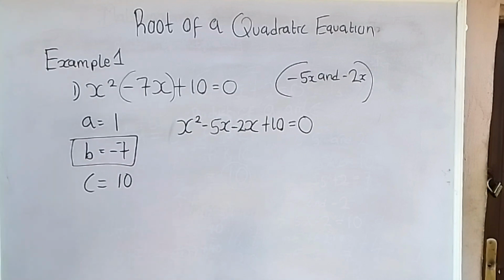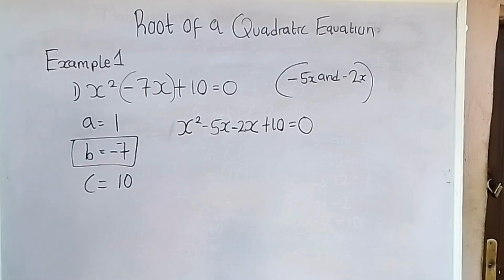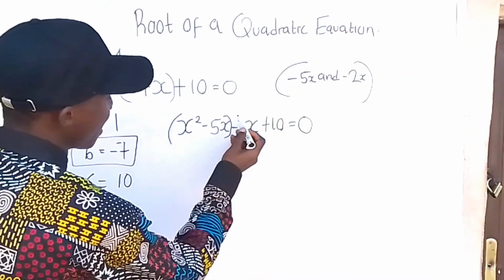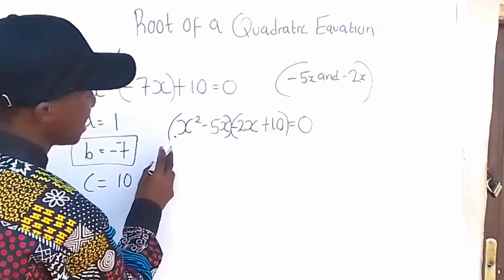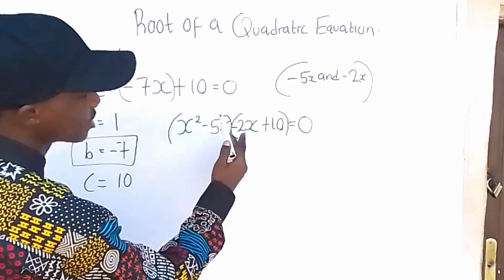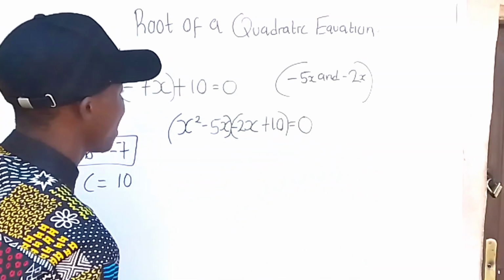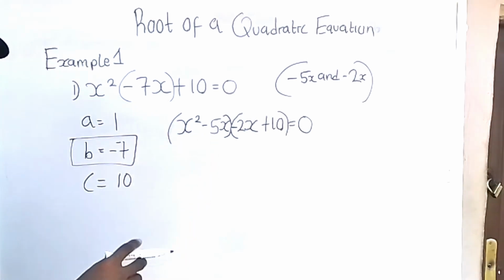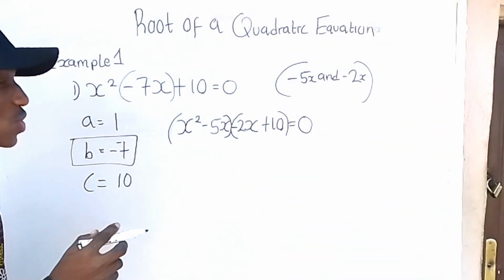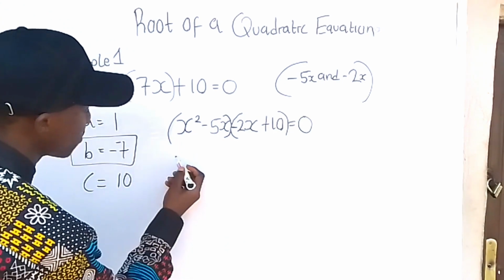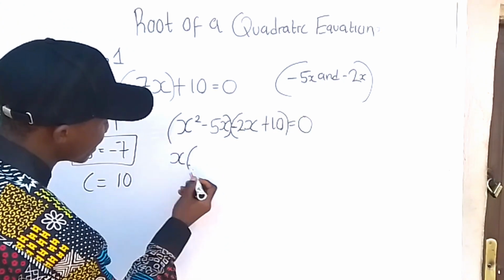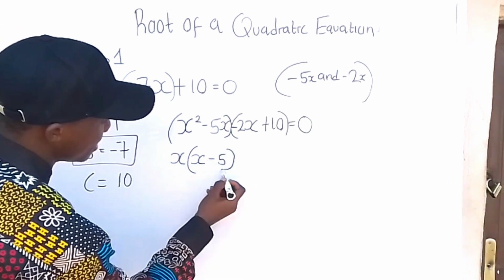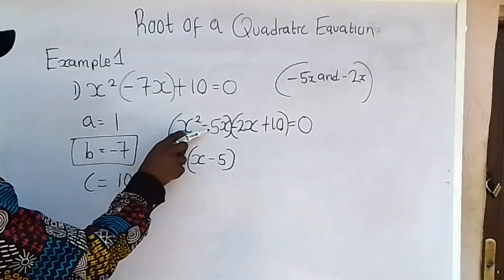Now, let us proceed to factorize. I'm going to divide this equation into two parts. That is x squared minus 5x, that is one part, and minus 2x plus 10, that is another part. Now, what is common to x squared and minus 5x? X is the only thing that is common. So I'm going to have x into bracket x minus 5.